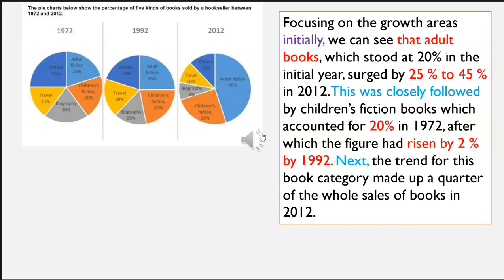"Next, the trend for this book category." What book? Oh, you're still talking about children's fiction books. Okay. Books, books, books, books, books. Lots of books in here. Yeah, that does not adequately identify the main features, nor is it accurate.